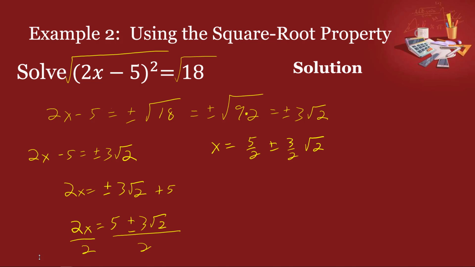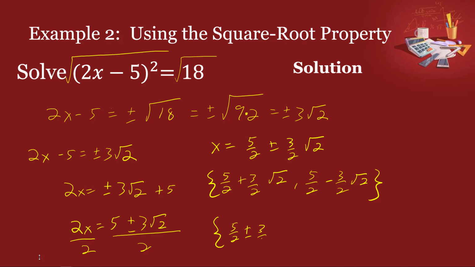And if that's the case, I can write the solution set in two ways. The first way would be 5/2 plus 3/2 times the square root of 2, comma 5/2 minus 3/2 times the square root of 2, or we can write it as 5/2 plus or minus 3/2 times the square root of 2.